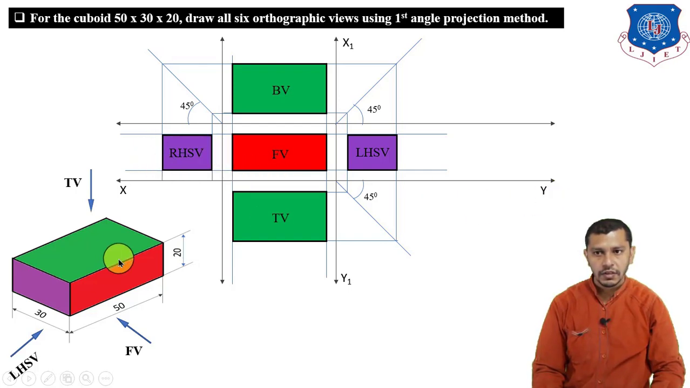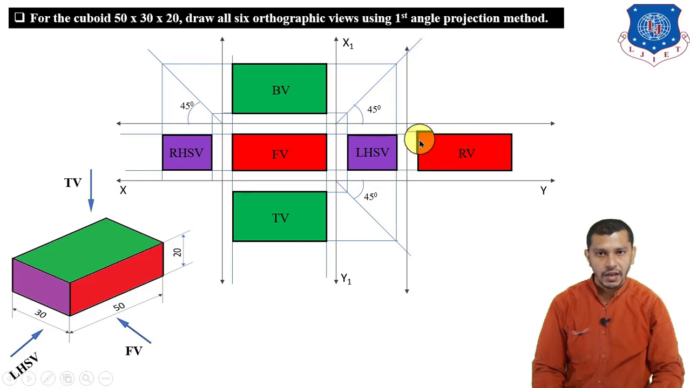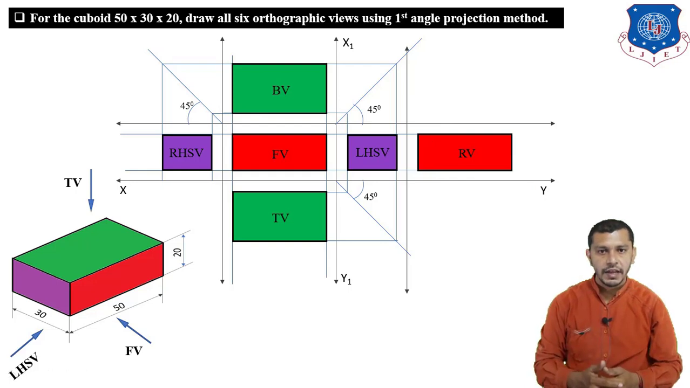Now we have to draw the rear view, and here it will be the same as the front view. It will be a rectangle having length 50 and height 20 mm. So over here, by drawing the reference line parallel to the xy reference line and by projecting the height from the front view or left hand side view, draw a rear view having length 50 and height 20 mm. So by using this particular method you can draw different views of the given object.